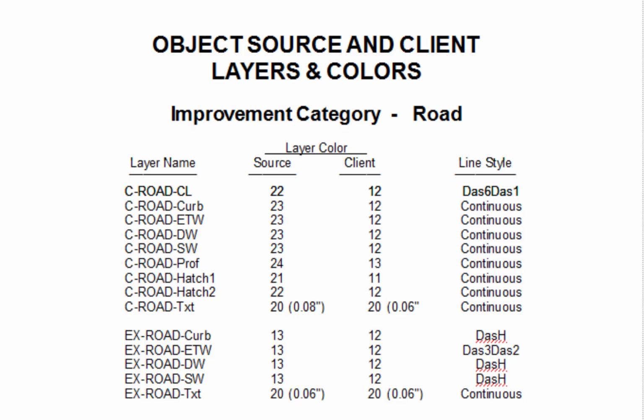The source drawing is a drawing in which the object is created. It is the improvement drawing for that object. The client drawing is a drawing in which the object is referenced into. The object needs to be bold in the source drawing, but subdued or ghosted in the client drawing.